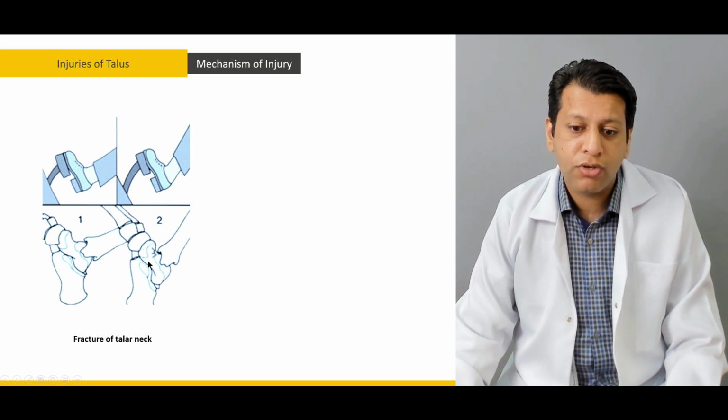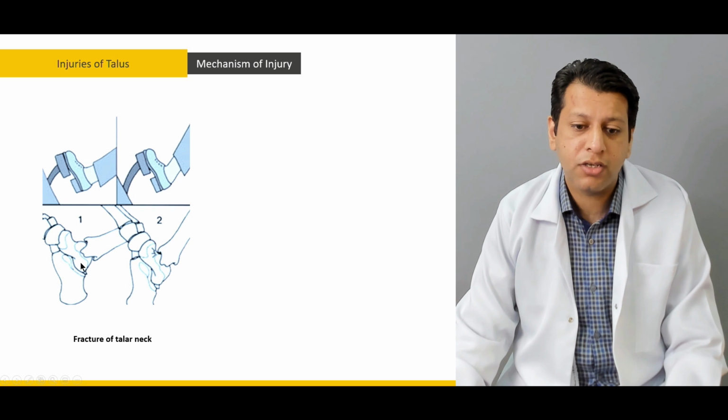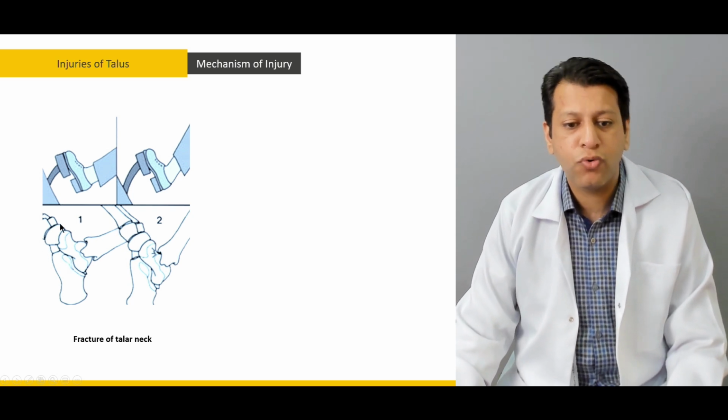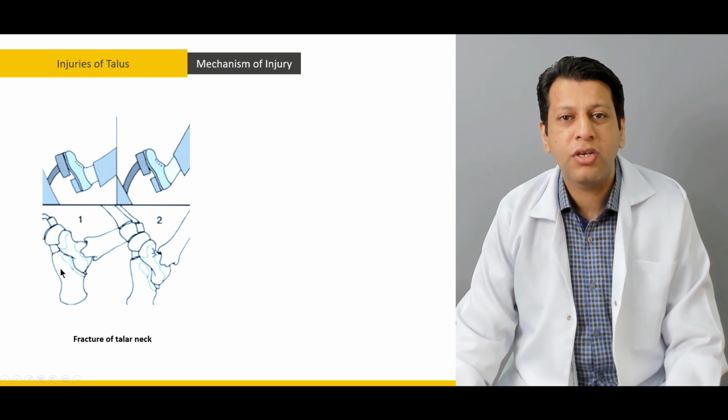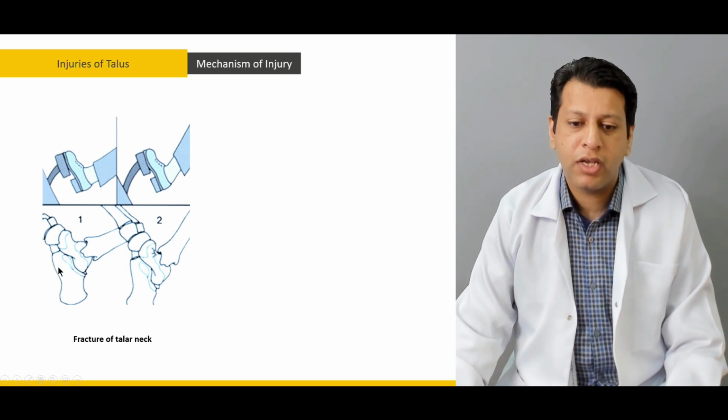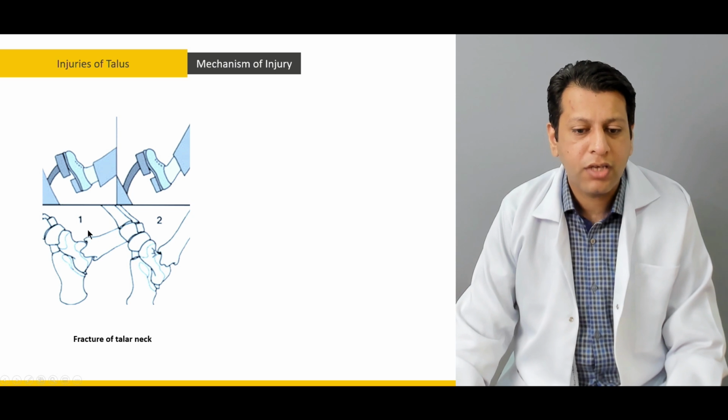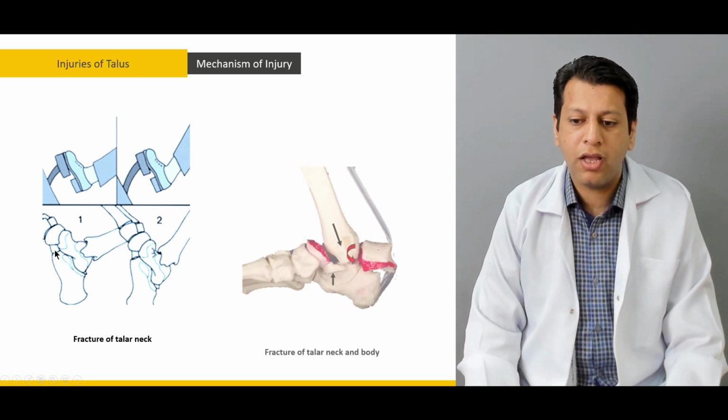And there's axial loading over here as well. You can appreciate over here the tibia is coming downward, the foot is going upward, and the talus is actually crunched, or caught, in between. As a result, there is always a chance the neck gets fractured like this.